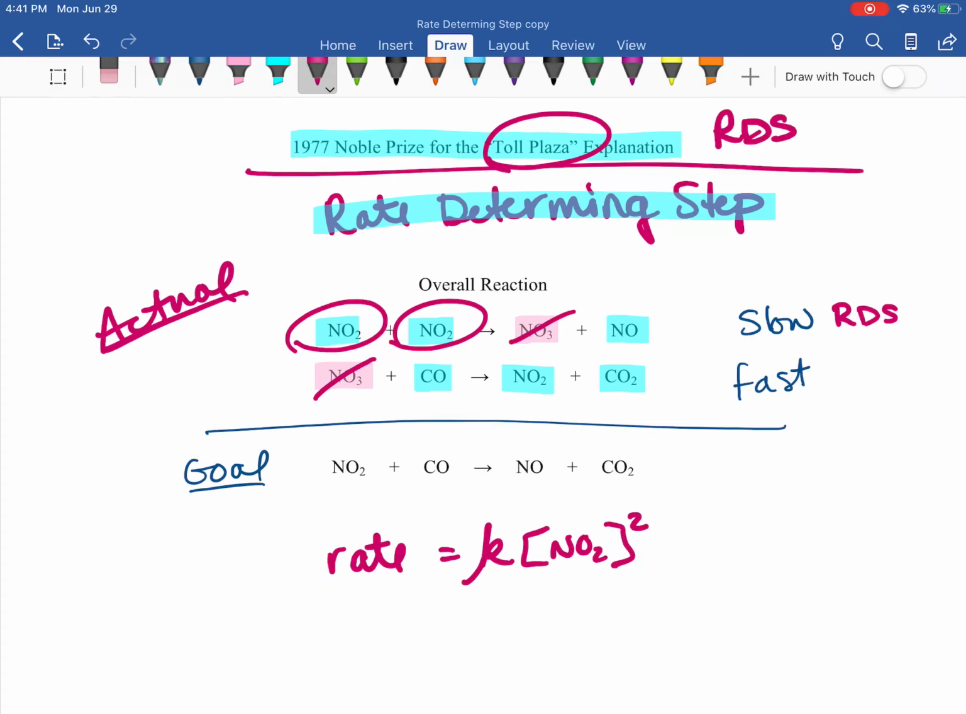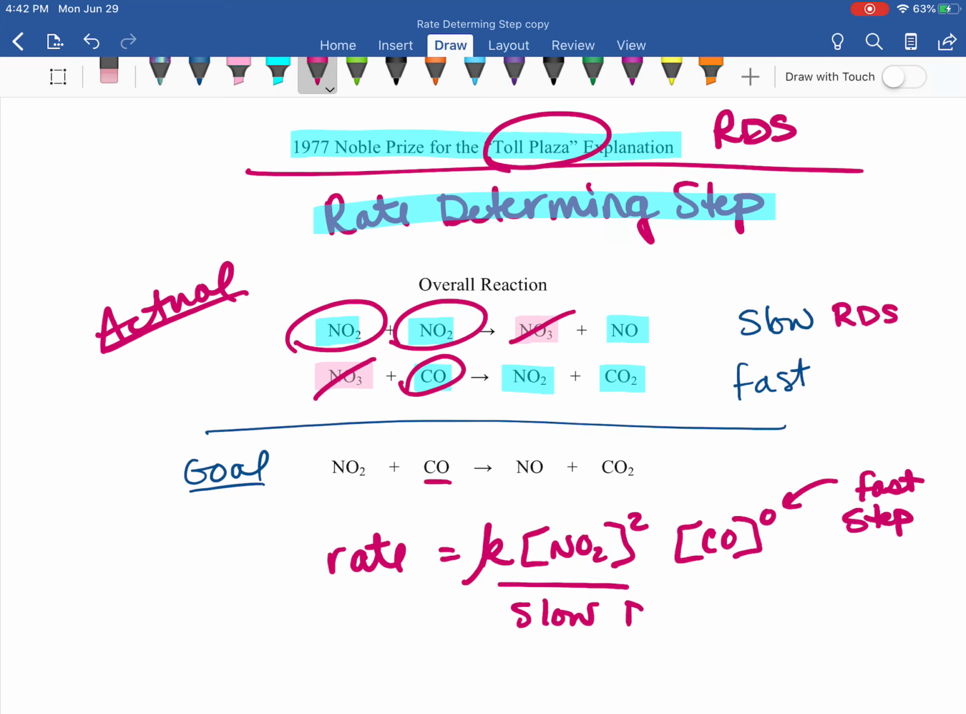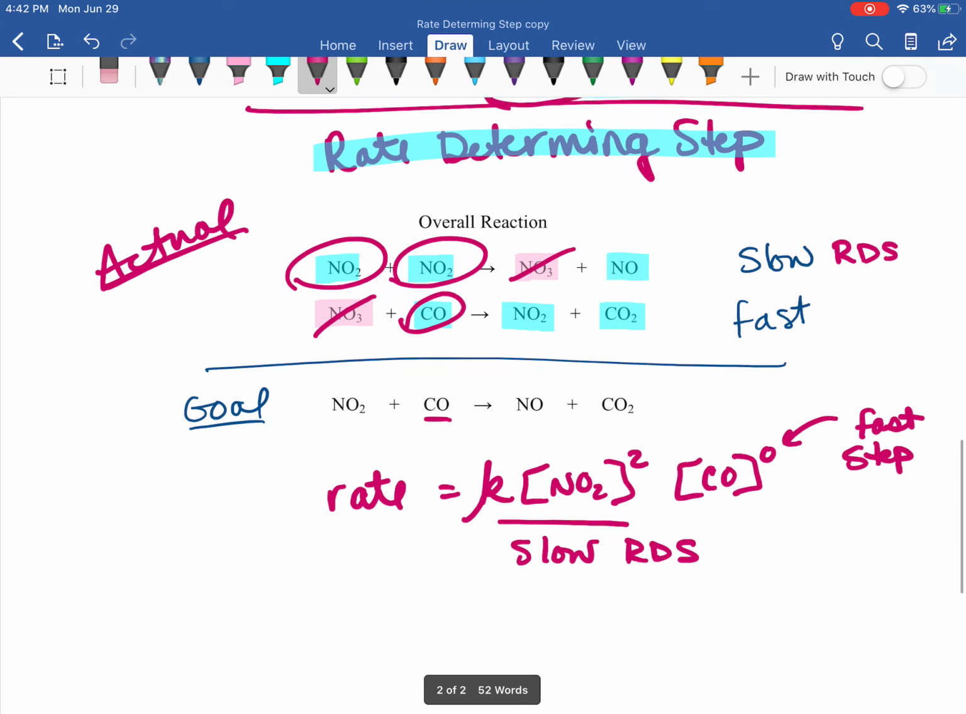They need to collide. But wait a second, Dr. Morty, carbon monoxide is one of our reactants. Where is that? Well, that would end up 0 order. It's still there. You don't have to write it. It's still one of your reactants. It just happens to show up in the fast step. That's what your 0 order means. This is going to be in the fast step. And this is in the slow step, or your rate determining step.